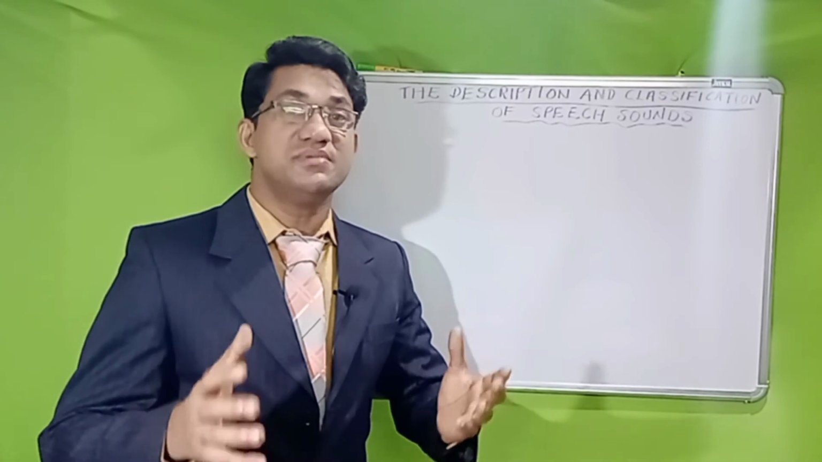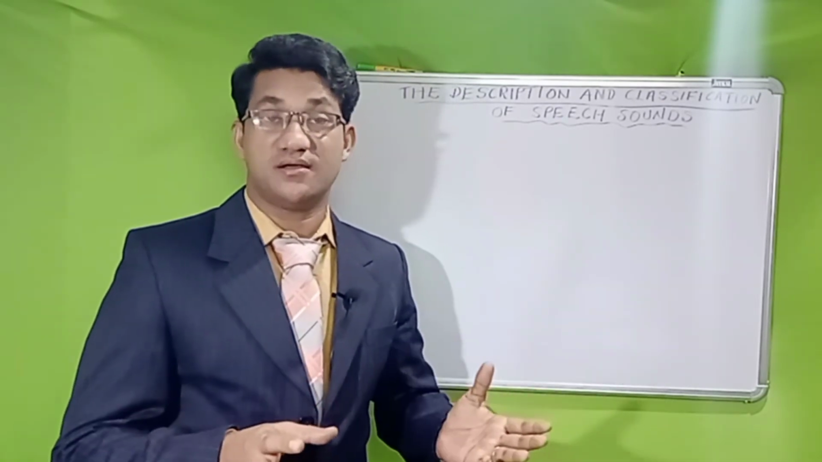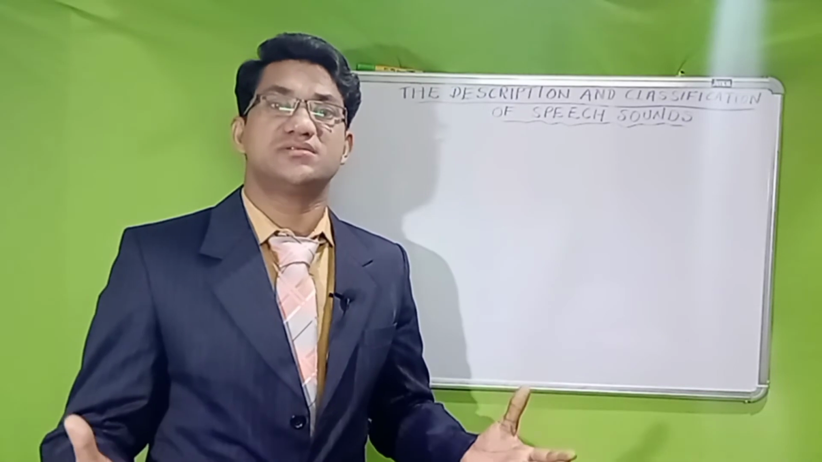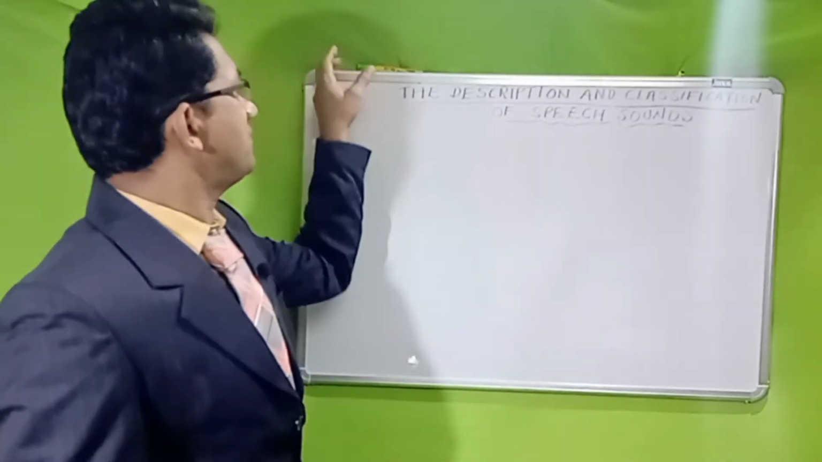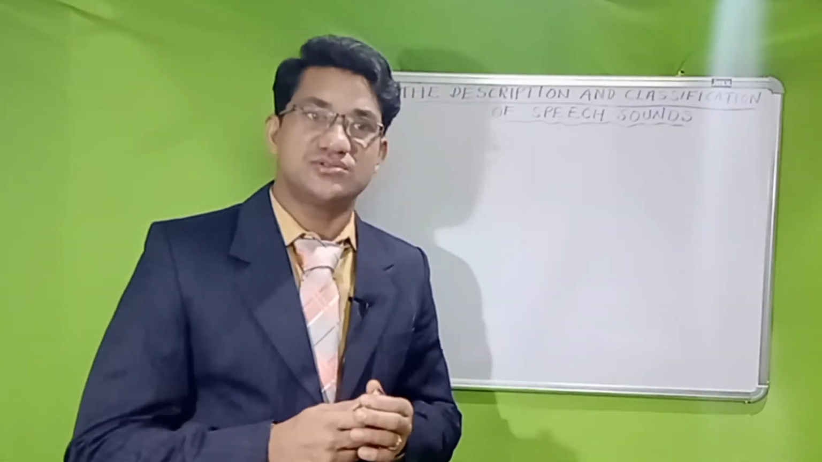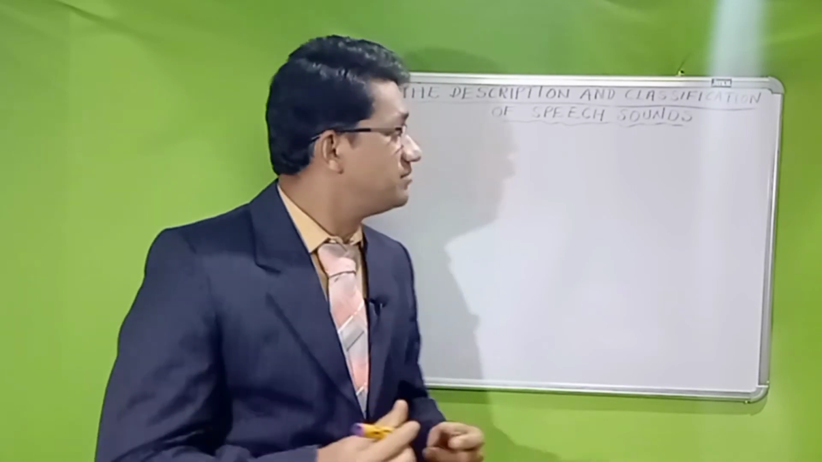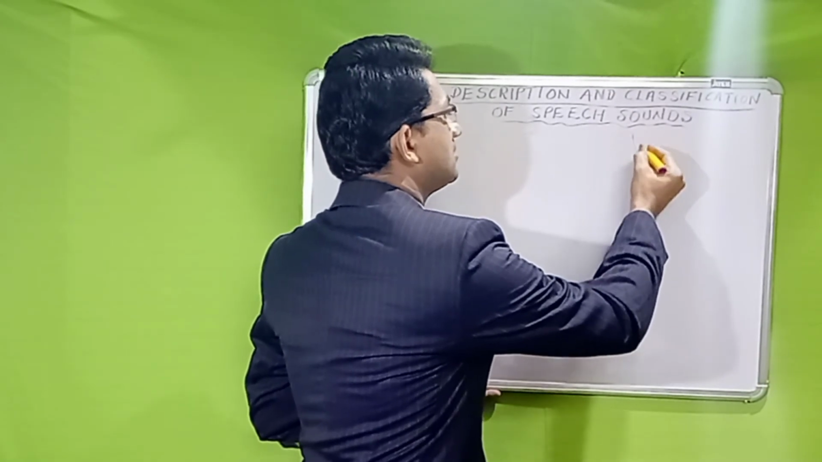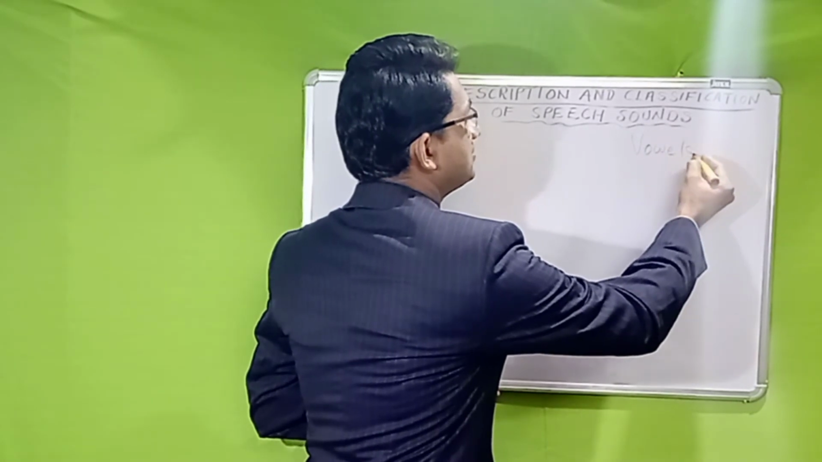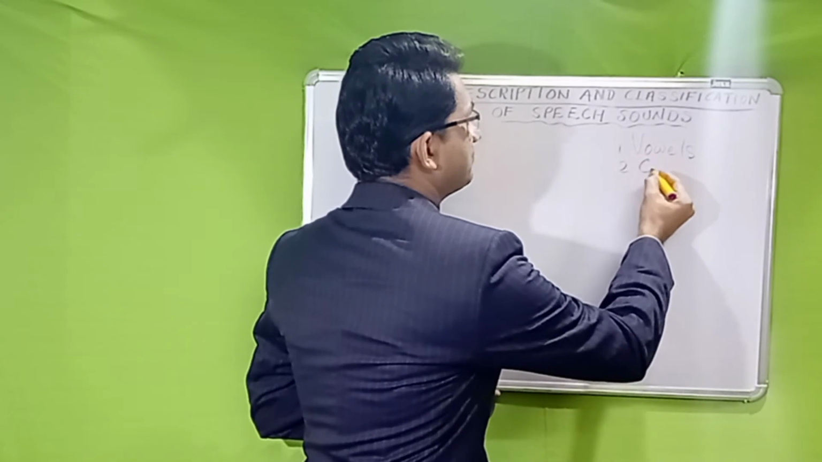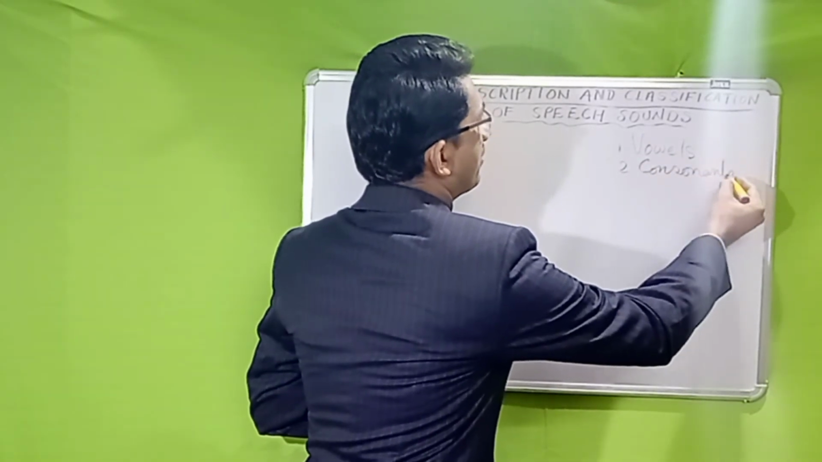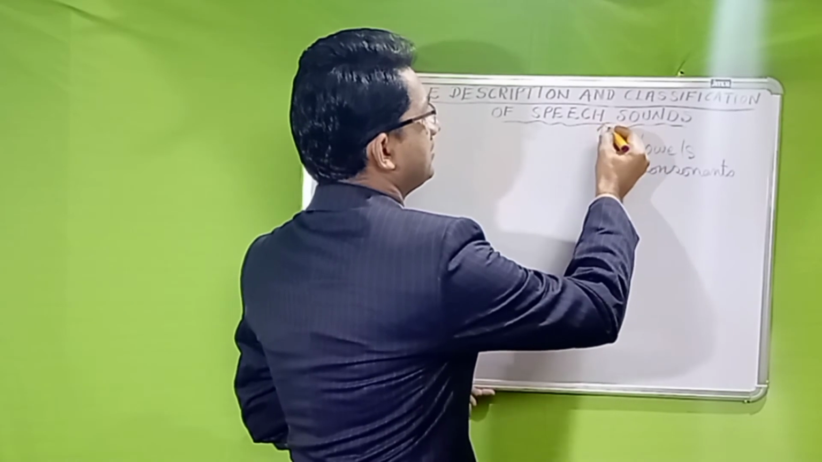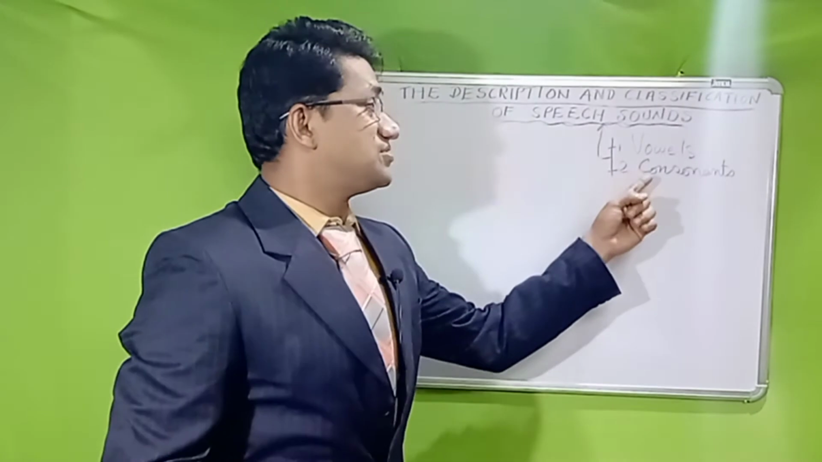We have a little understanding about the phonemes and their classification. We know that, broadly, these speech sounds are classified into two groups: the vowels and the consonants. That is the broad classification. On one side we have the vowel sounds, and on the other side we have the consonant sounds. Speech sounds are broadly classified into vowels and consonants.